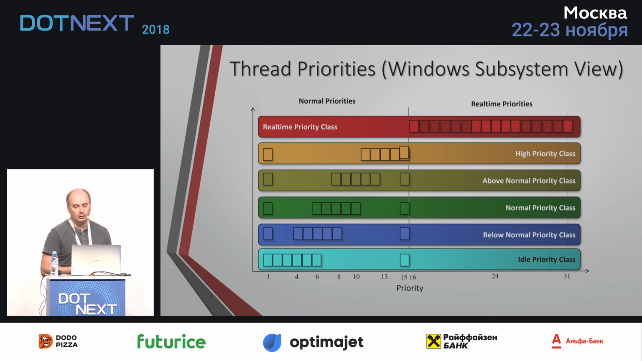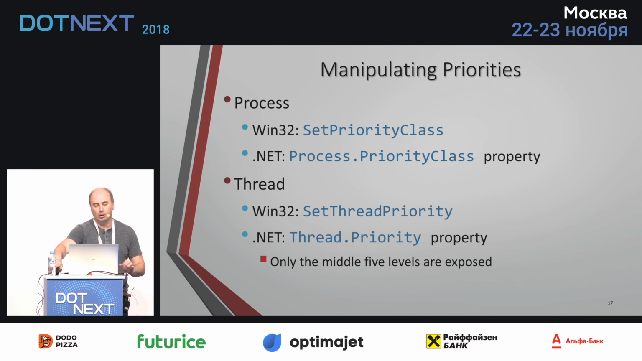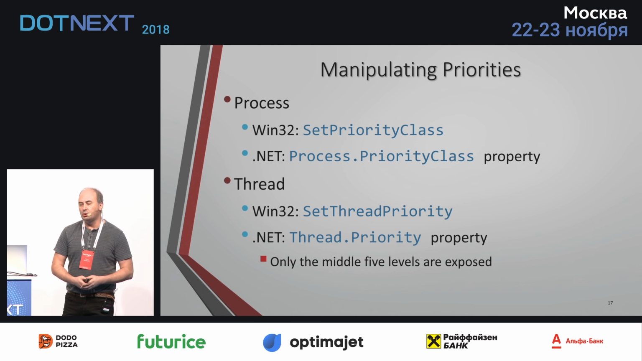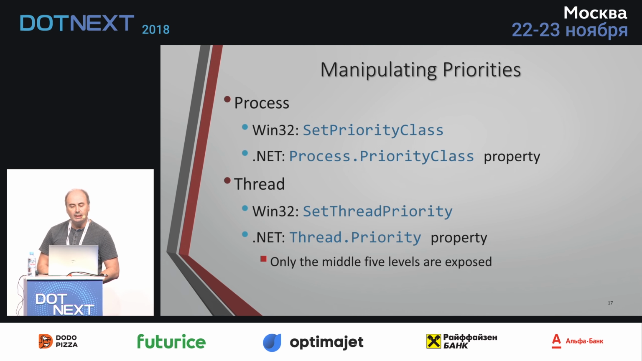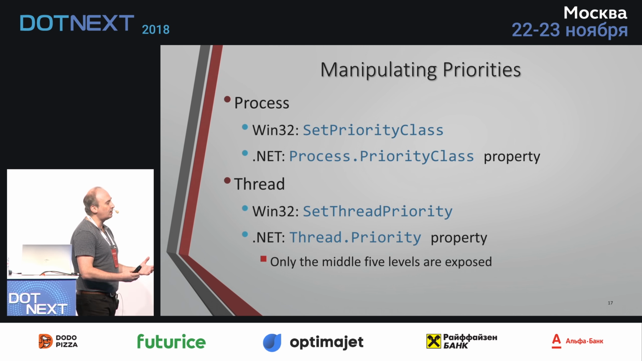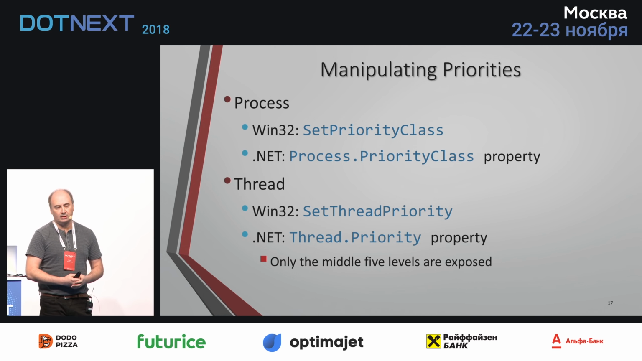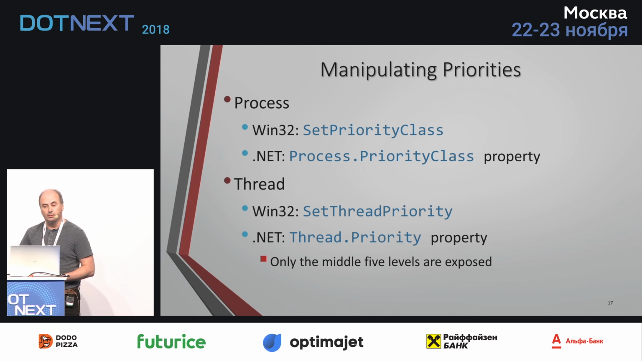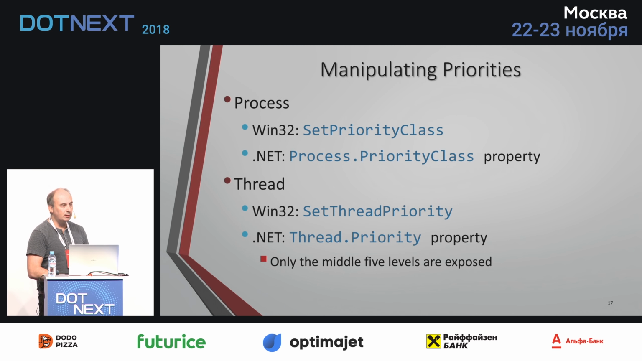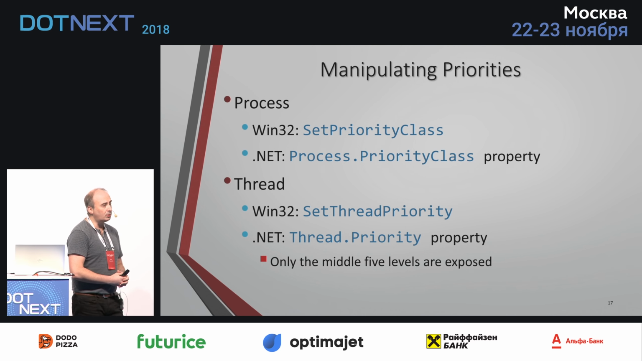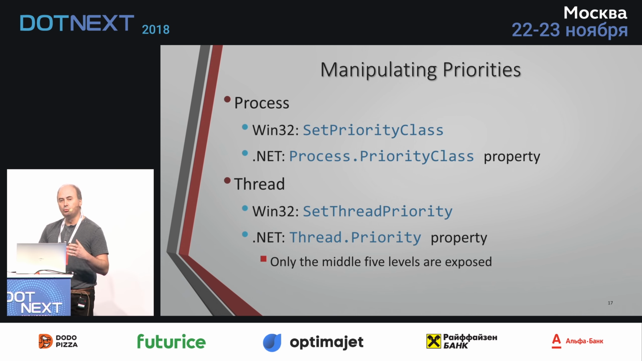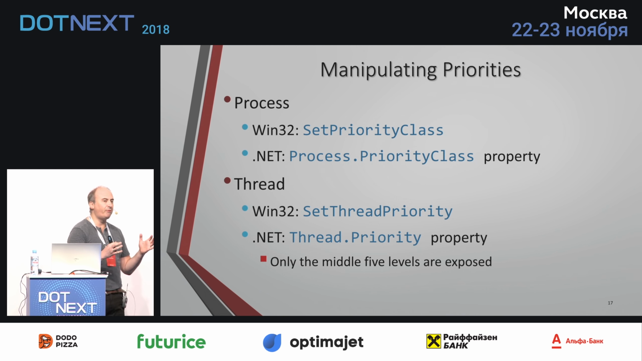So how do we do these things? How do we change these things? From an API perspective, for processes, there's SetPriorityClass from the Windows API, and this is in fact exposed completely using the Process class in .NET. So you can say get current process, and then just set whatever priority class you want, one of these 6 values that I've shown earlier. For thread priorities, the Windows API is SetThreadPriority. In .NET, we have the Priority property in the Thread class, but as I mentioned, it has an enumeration which only exposes the middle 5 values.